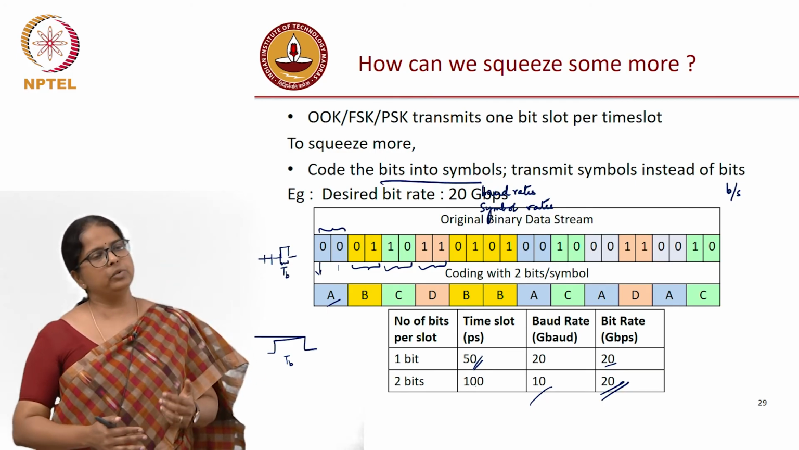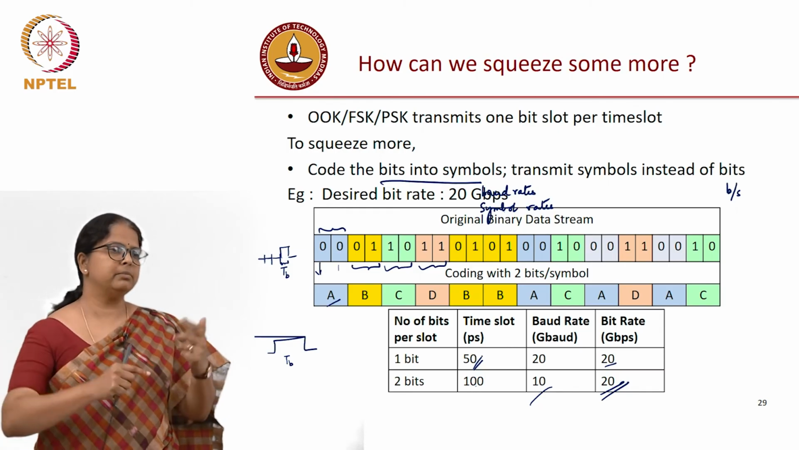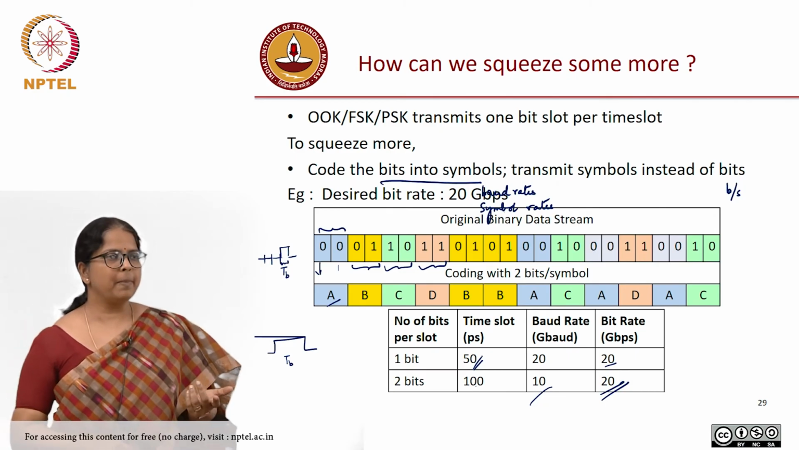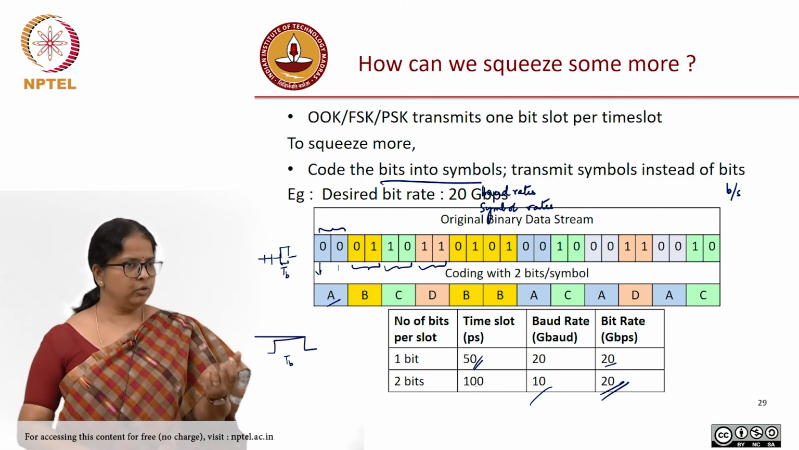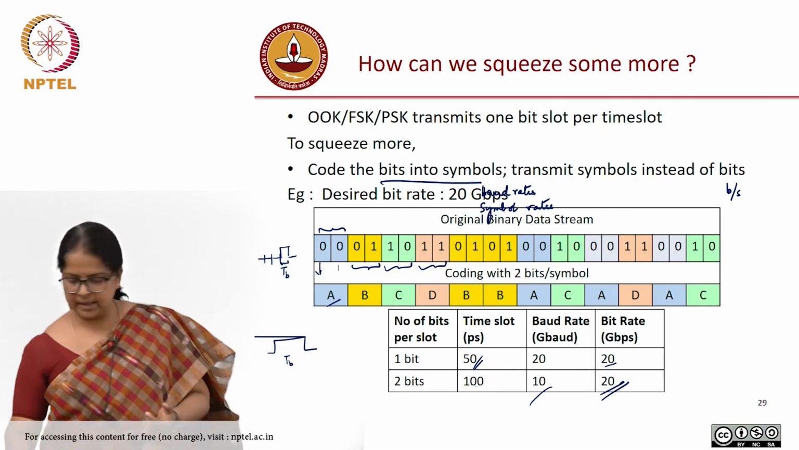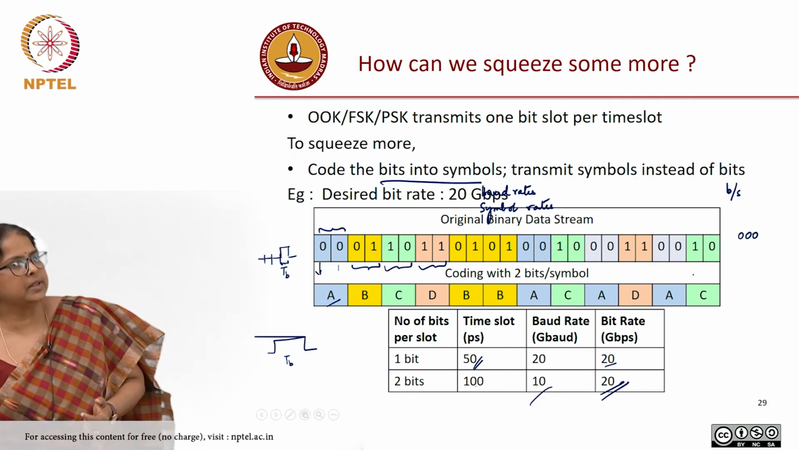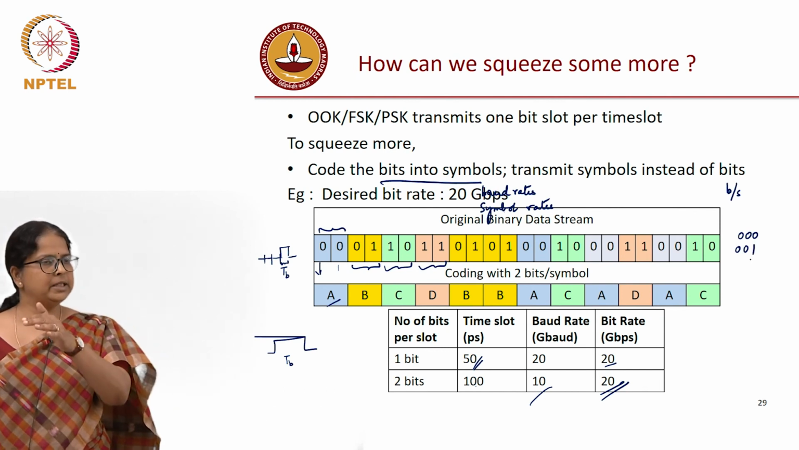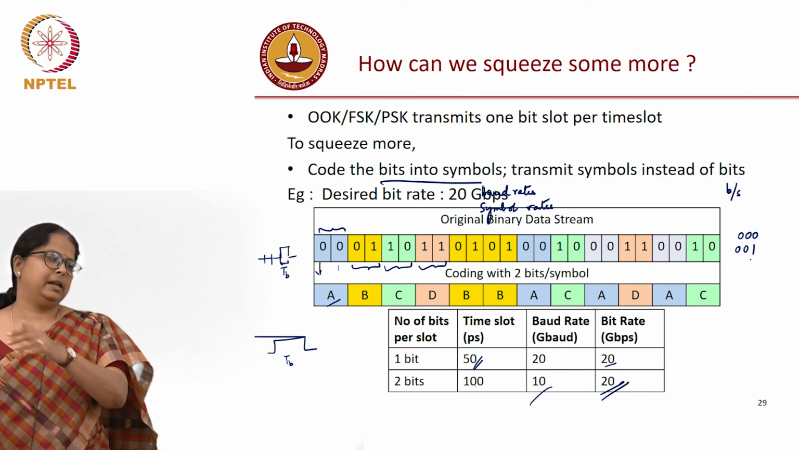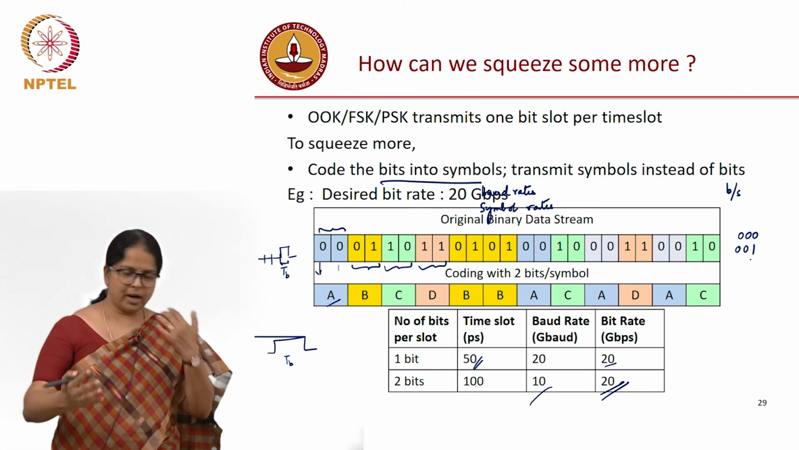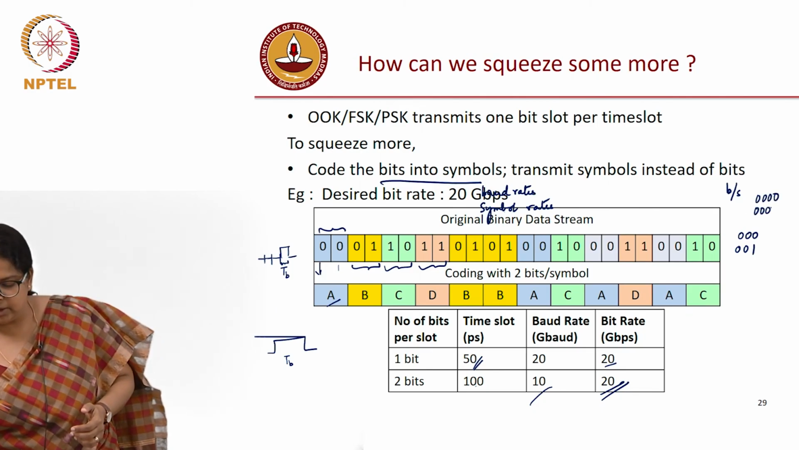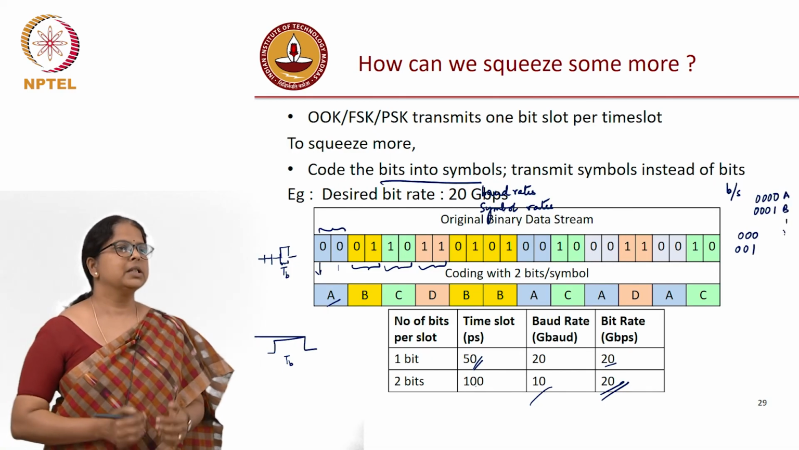What is preventing us from using only 4 unique symbols? Actually nothing. Here I have used 2 degrees of freedom. I could now say that 0, 0, 0 represents something, 0, 0, 1 represents something, and I will have how many symbols then? 8 symbols. Or I could do 0, 0, 0, 0 as A, 0, 0, 0, 1 as B. I can go all the way up to 16 symbols.